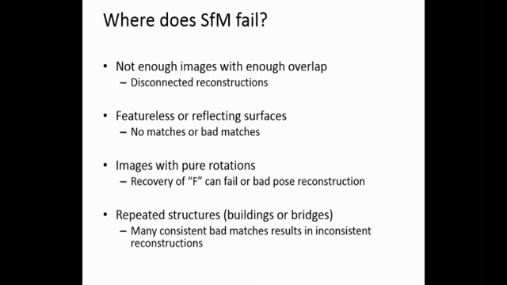And then the other major pain point is repeated structures like buildings and bridges, where locally points can look like they match really well, but they might be on different sides of the building or different sides of the bridge or different parts of it. And then you end up with these outlying matches where you've got a lot of matches that agree with each other, but they're wrong. And you end up reconstructing the same wall in different places or creating other kinds of weird reconstructions.